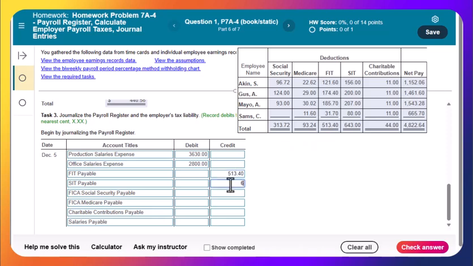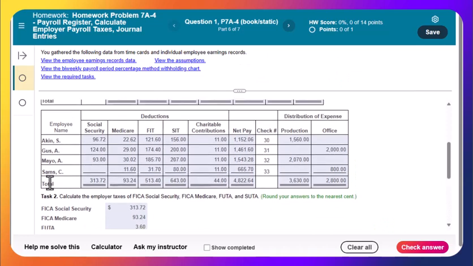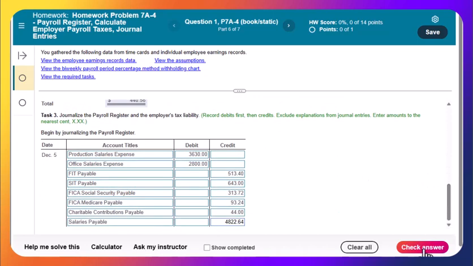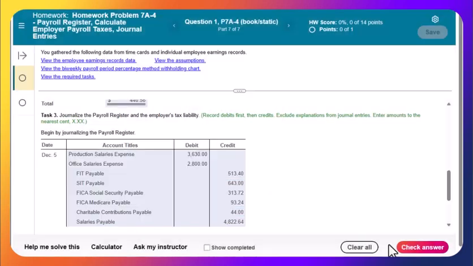Then we'll go ahead and input those from above. $513.40, $643 for the state income tax, $313.72 for the Social Security, $93.24 for the Medicare, $44 for the charitable contributions for everybody, and then salaries payable will be the balance left over there. And that you can see all up here. And let's check our answer to see how we did. Nice work. All right, final stretch, everybody.